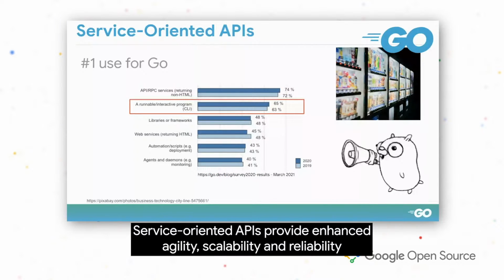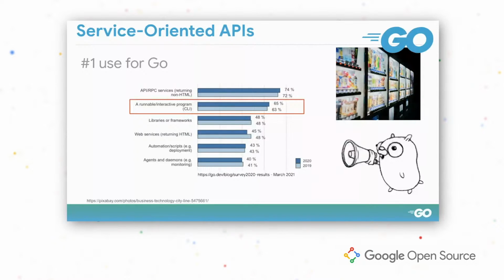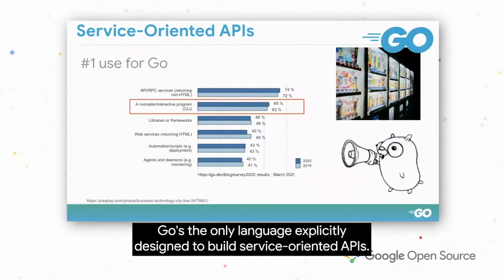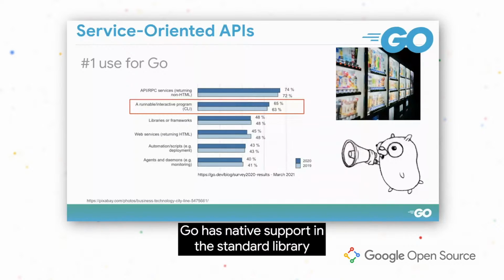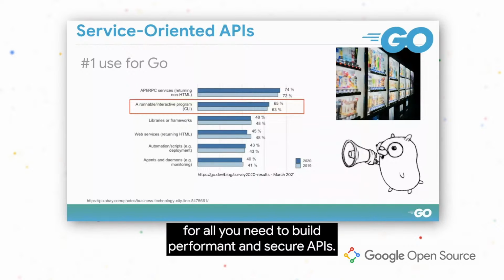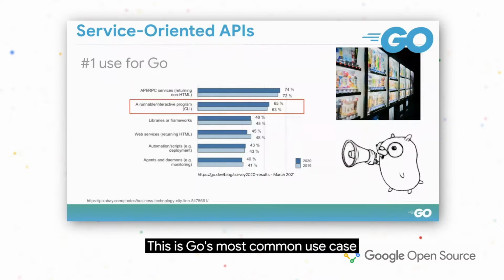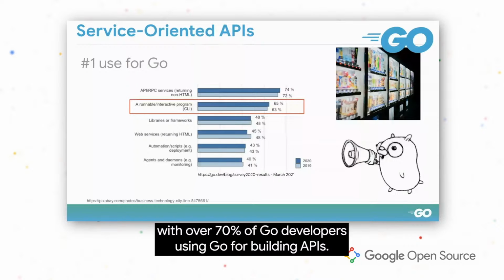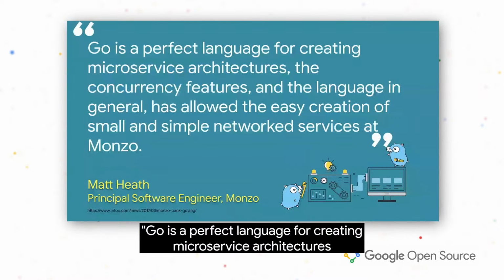Service-oriented APIs provide enhanced agility, scalability, and reliability, allowing your business to adapt to market and strategy changes quickly. Go is the only language explicitly designed to build service-oriented APIs. Go has native support in the standard library for all you need to build performant and secure APIs, including a high-performance web server. This is Go's most common use case, with over 70% of Go developers using Go for building APIs. Matt, a principal software engineer at Monzo, shared, "Go is the perfect language for creating microservice architectures.